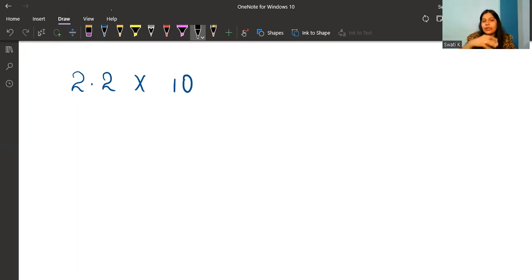So 2.2 into 10. Forget about the point here. Imagine there is no point. Then what is the question? It is 22 into 10. You already know what is 22 into 10. It's 220. Write down 220.